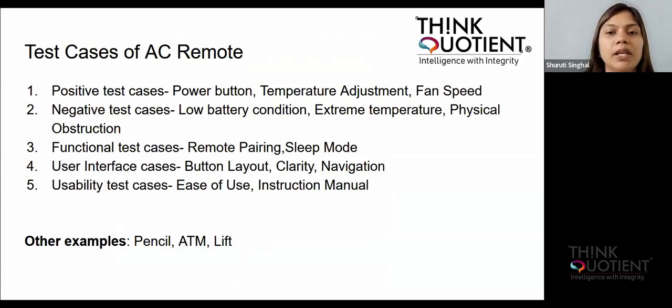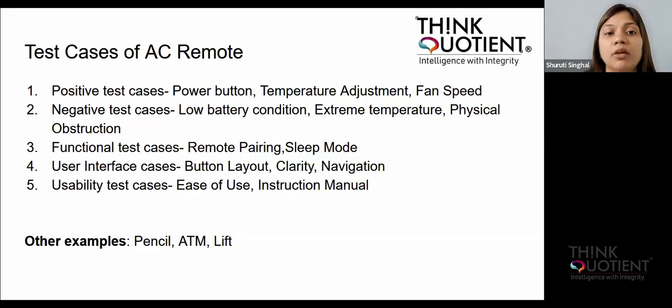So for example, I want to talk about the positive test cases of an AC remote. So what will it do? The power button. We verify that when we press the power button, it turns on, and when we press it again, it turns off. Whether the temperature is getting adjusted as expected with the increase and decrease option.